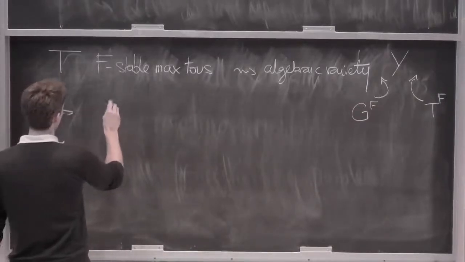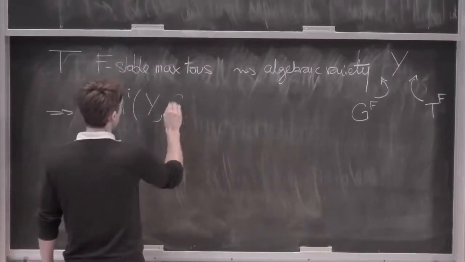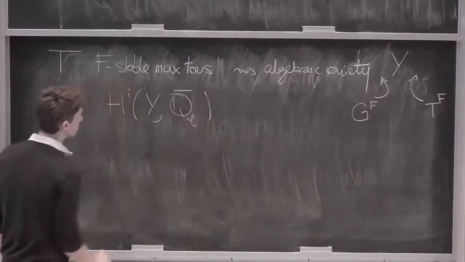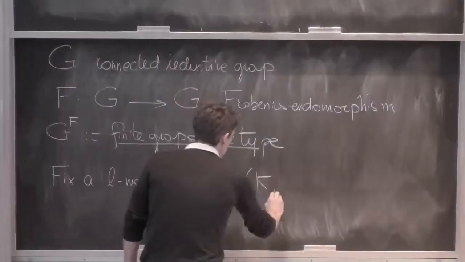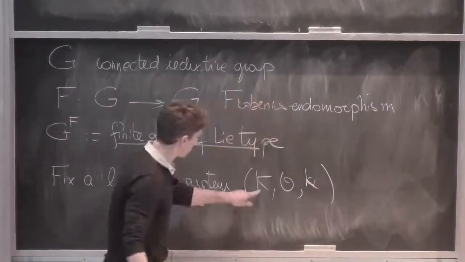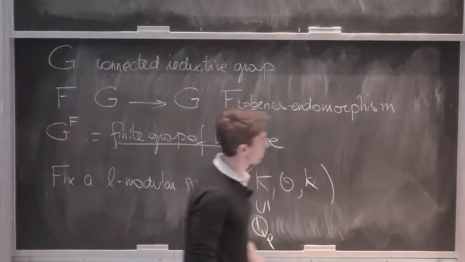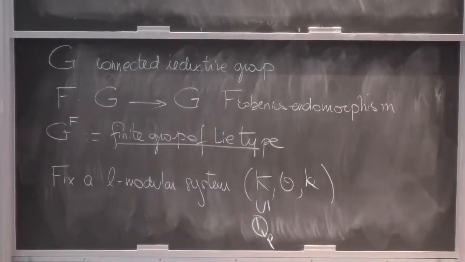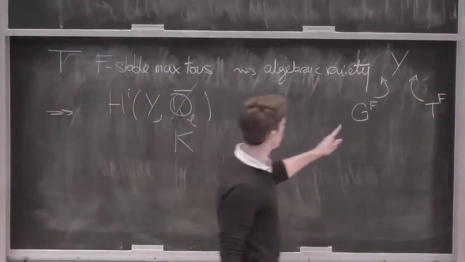So you can look at the cohomology groups of this variety over, it could be Q_l bar. But from the setting that I started from, I had fixed some l-modular system, K, O, and small k, this one being some finite extension of Q_l. So instead of working with Q_l bar, I can work with coefficients in K. And this is now really a bimodule for these two actions.